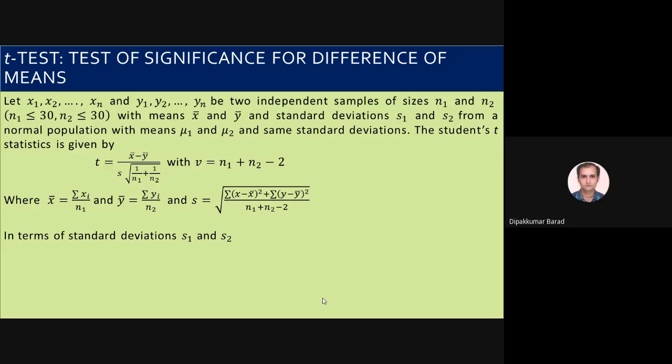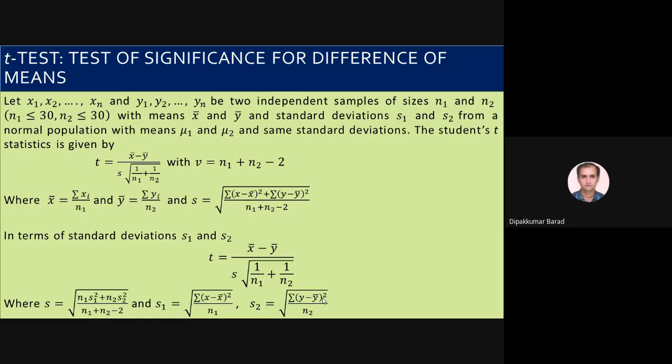And in terms of the standard deviations s1 and s2, t is equal to x bar minus y bar upon s into under root of n1 n2 where, if you have two different sample deviations, you can calculate s as under root of n1 s1 square plus n2 s2 square upon n1 plus n2 minus 2. And s1 and s2 you already know how to find: s1 is under root of the summation of x minus x bar square upon n1, and s2 is the summation of y minus y bar whole square upon n2.